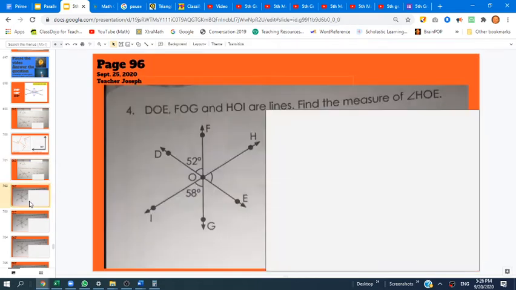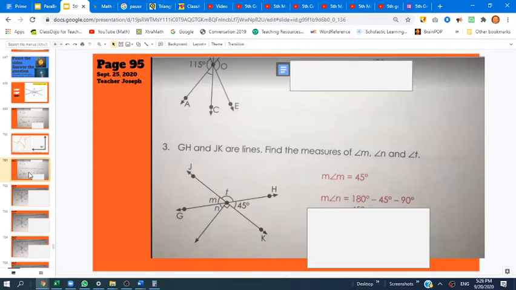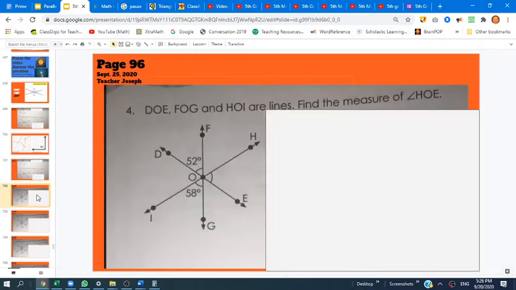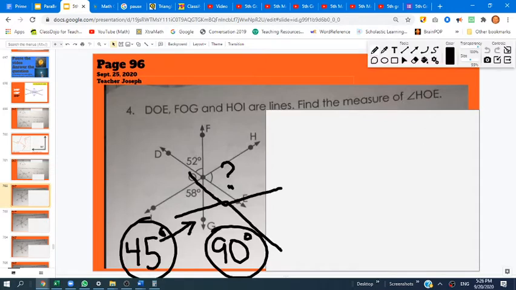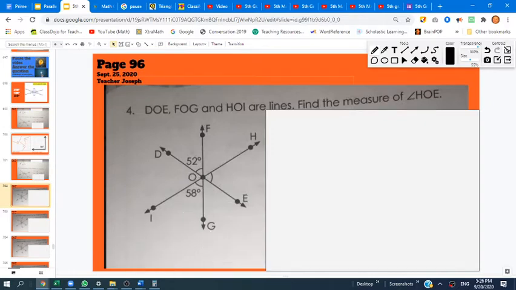All right, so if we go into page 96, everybody turn to page 96. We're going to continue to find some angle measurements, okay? Make sure you keep in mind those internally opposite angles so you can find out the measurements of these other angles, okay? So let's do the next problem on page 96, okay?